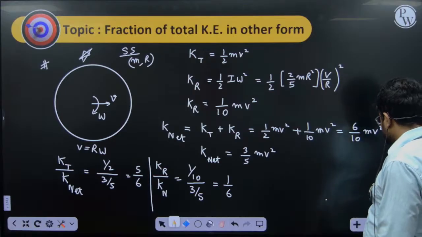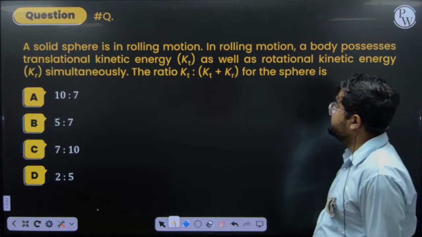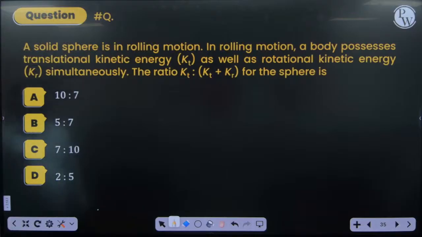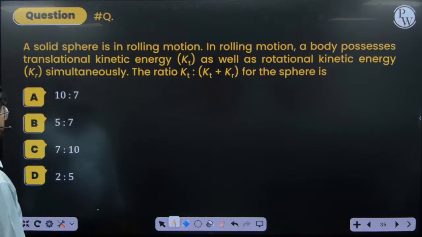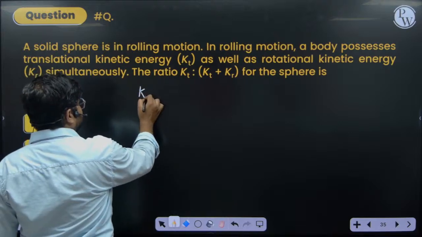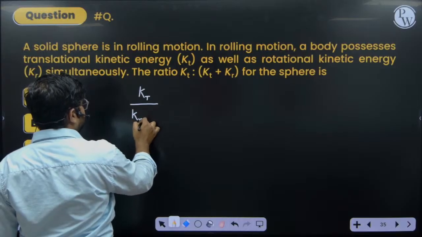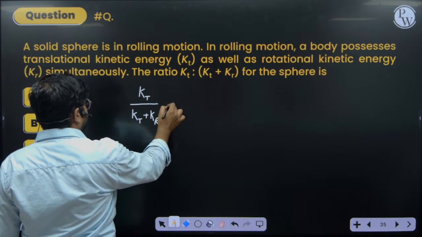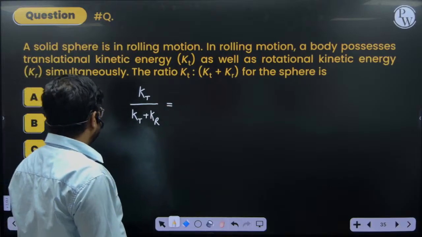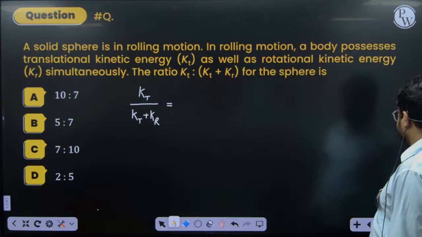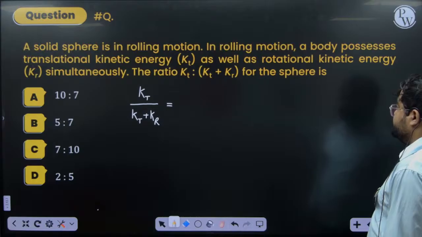Okay, let us see a question here. This is the same question that we have just done. A solid sphere is in rolling motion, the body possesses translational as well as rotational energy simultaneously, and they're asking us translational by translational plus rotational. So this is a question that you can try at home.